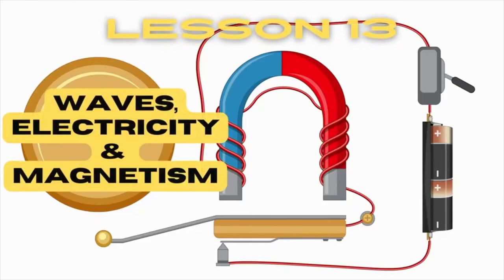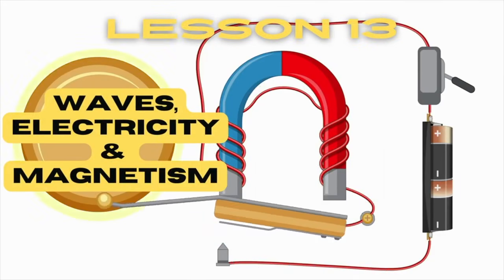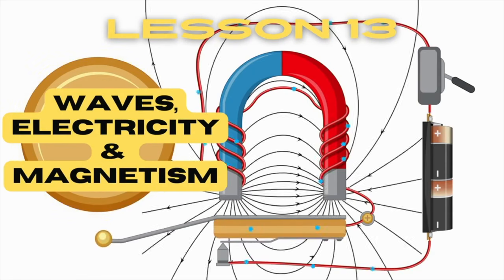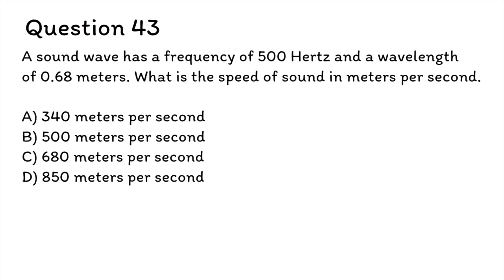Lesson 13. Waves, electricity, and magnetism. Question 43. A sound wave has a frequency of 500 Hz and a wavelength of 0.68 meters. What is the speed of sound in meters per second?